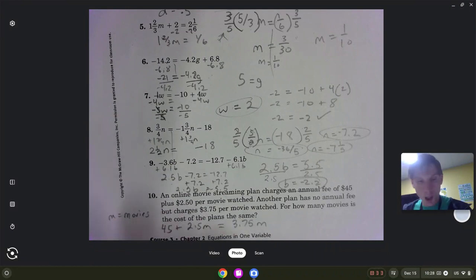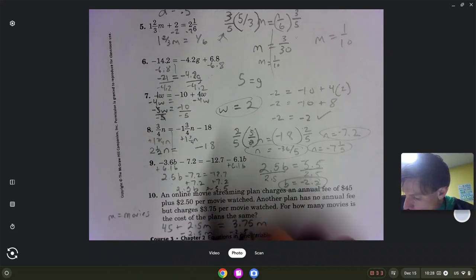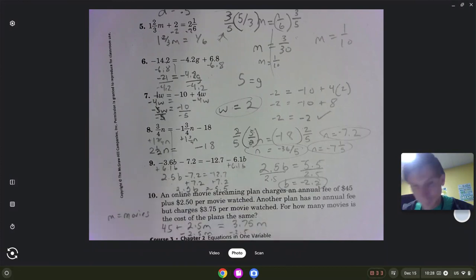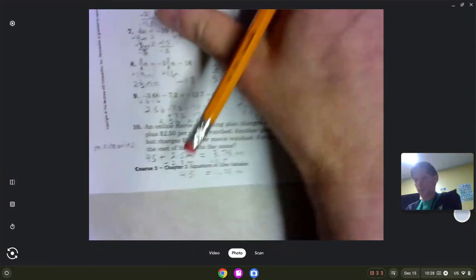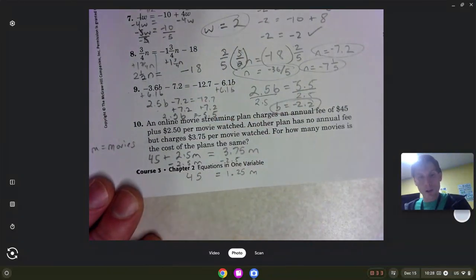All right. Now we're down to using our order of steps. So nothing to distribute. No like terms to combine on either side of the equal sign. So now we have to move the variable. So we want to move this variable to that side. Remember, if we're adding 2.5, the opposite of that is subtracting 2.5. We're left with 1.25M equals 45. So we have 45 equals 1.25M.